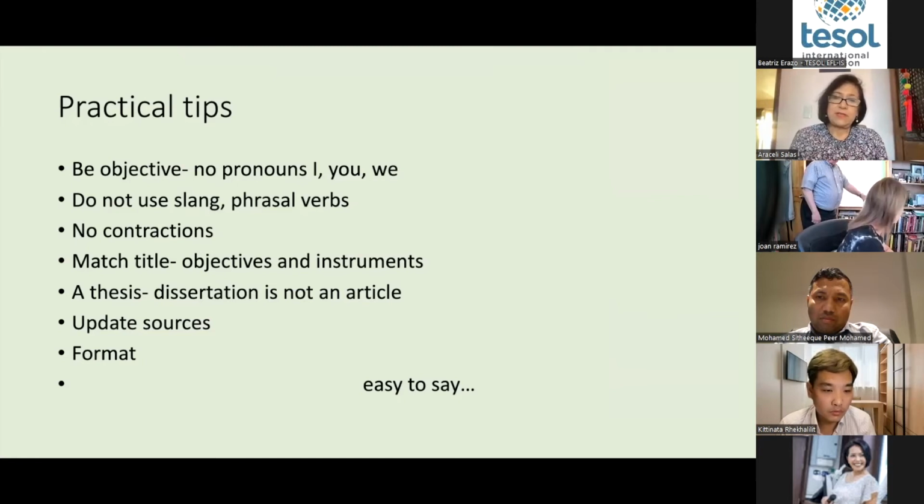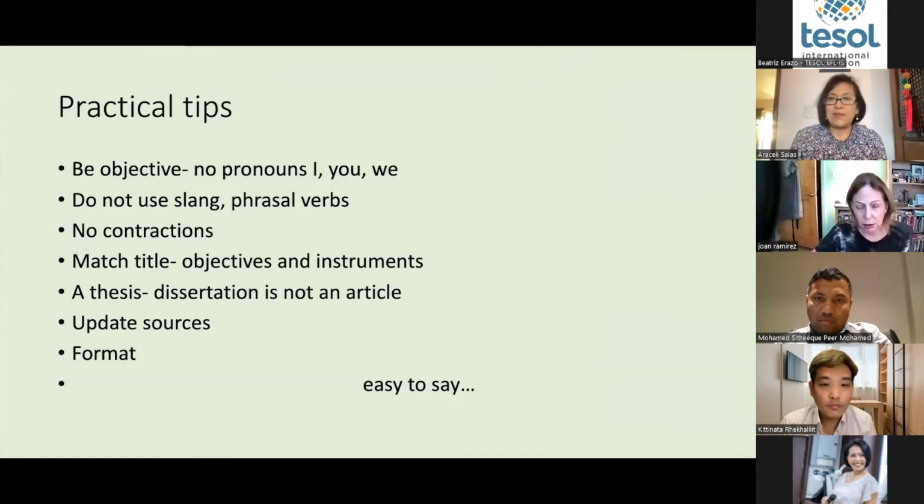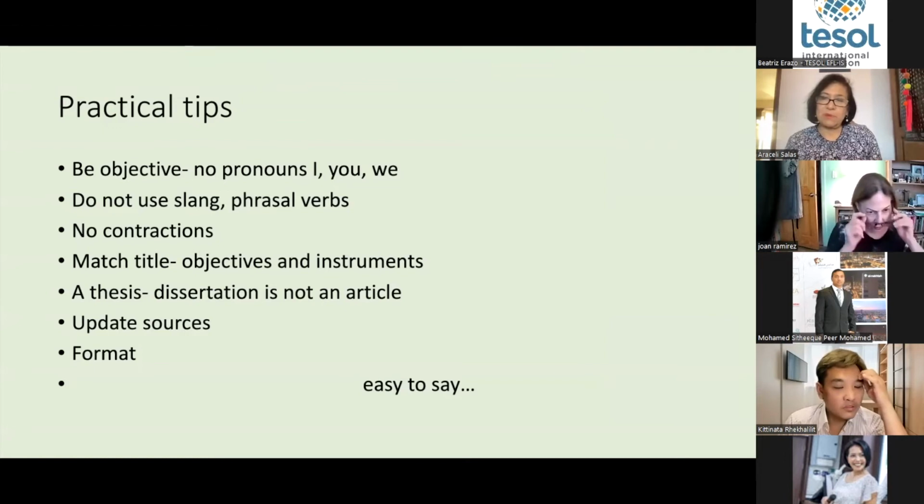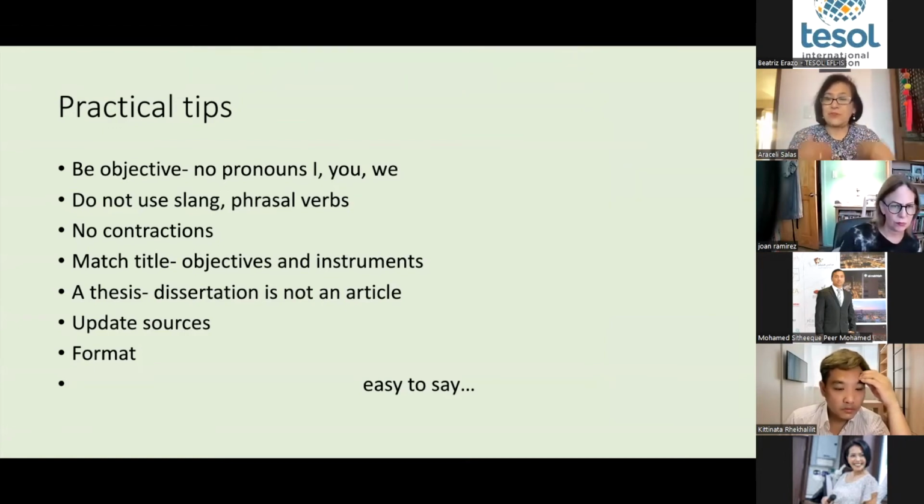Something also very important is that sometimes people want to publish their thesis, but a thesis or a dissertation or a research paper is not an article. An article needs work. First, for example, you need to update the sources. When you present, when you defend your thesis, your dissertation, from that moment to the moment you publish or submit your paper, sometimes it's even years. So you have to update your sources. You have to follow the format that the journal is giving you.